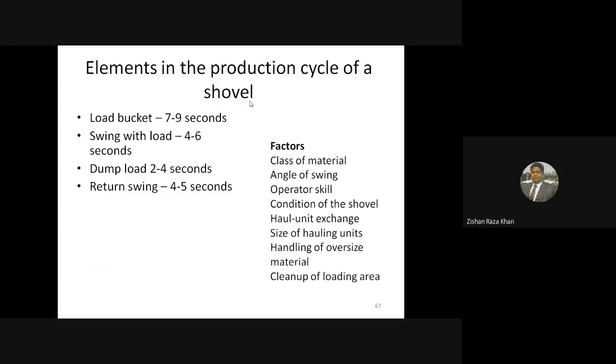So this whole cycle is divided into these four parts: load the bucket, swing the bucket with load, dump the load, and return swing. And every manager should very minutely evaluate every aspect of the cycle time and try to reduce it as much as possible, because this in turn leads to the overall production of the site. These factors, the class of material, angle of swing, etc., were already discussed in the class.